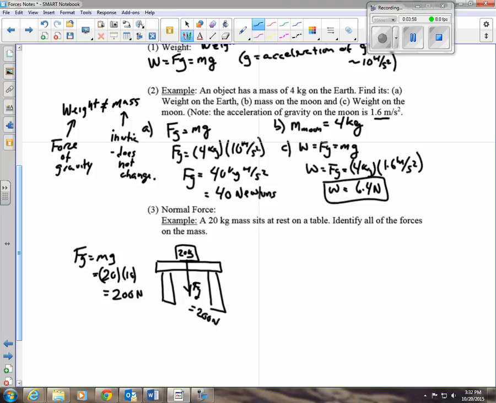Now that can't be the only force on the mass, because if it was, it would fall down. So what's happening is the table pushes back up on the mass with what's called the normal force. And the normal force in this case is going to be 200 newtons. I know that these have to balance since it's at rest. Because anytime the force is balanced, it's going to be constant speed, and in this case, it's at rest.